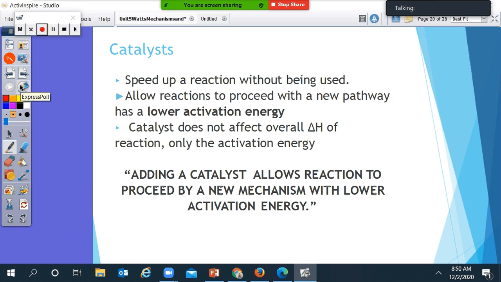Okay. Now, I want to talk about the last bullet in the AP curriculum for this unit, which is to talk about catalysts. So I want to make sure you understand what a catalyst is, what it does, and what it does not do. Okay, so that's important.